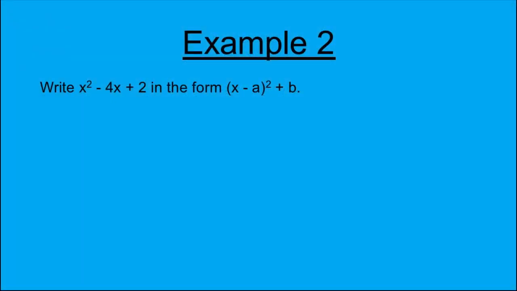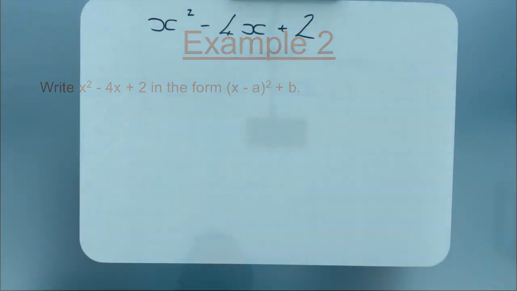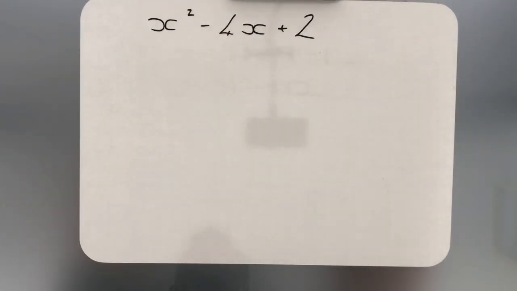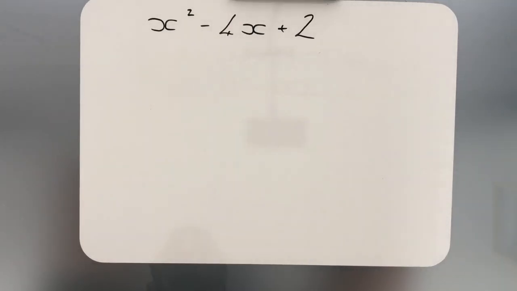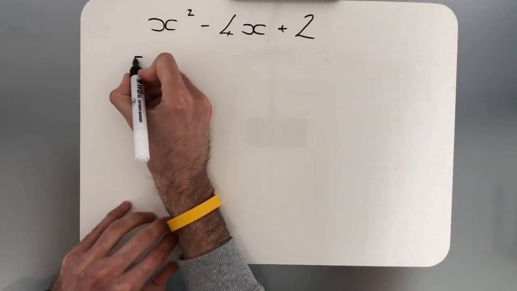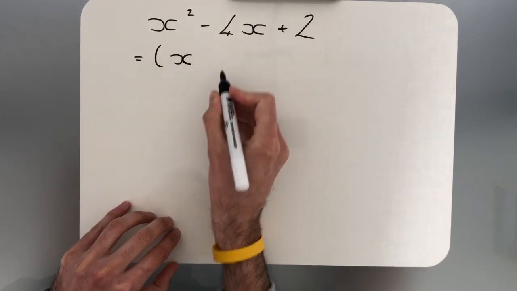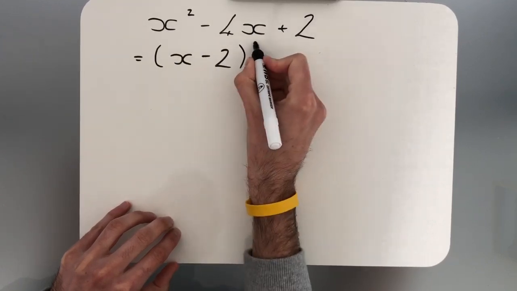Example 2. Write x squared, subtract 4x, add 2, in the form x subtract a all squared, add b. In example 2, we're asked to write an expression in the form of x subtract a all squared, add b. Same thing, we always check the coefficient of the squared term is positive 1. When that's the case, we are going to halve the coefficient of the x term. So that now becomes x subtract 2 all squared.